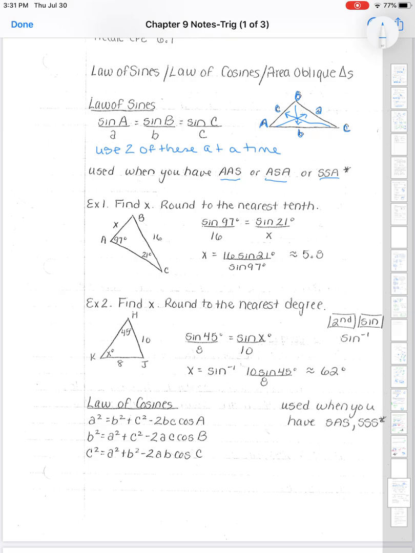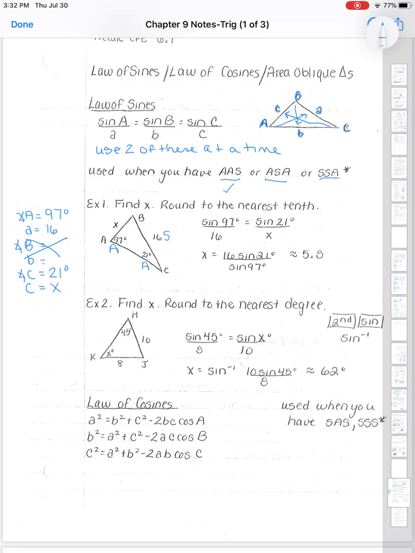So if you look at the first problem here, we have an angle and a side. So that's your AAS scenario. So we know we're going to use the law of sine. What might be helpful to you is to make yourself a little chart on the side with the information that you have. So we have A, we have B, and we have C. So angle A is 97, little a is 16. B we don't have, little b we don't have. Angle C is 21, and little c is x. So given that we have nothing in regards to B, we're scratching the B.